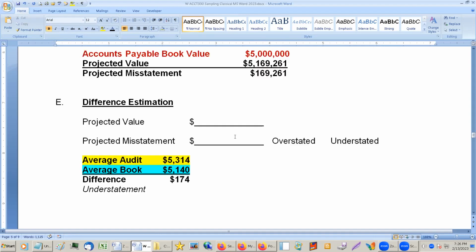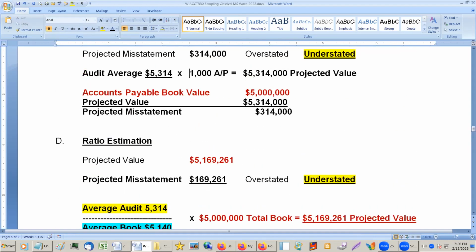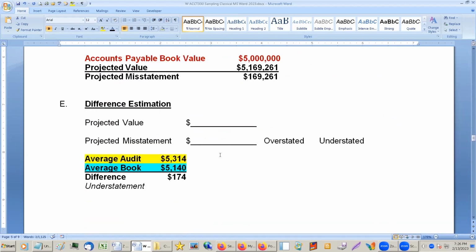Okay, so we're going to say that each one of those is going to be off by the same amount. So we're going to multiply it. We're saying everyone's off by 174. You need to add 174 to each one of your accounts payables. So that would be 174,000. Projected misstatement, and we've already said that this will be an understatement.